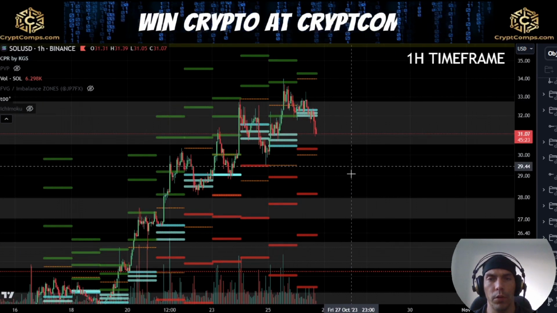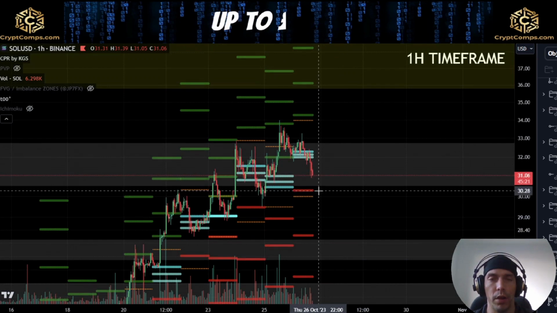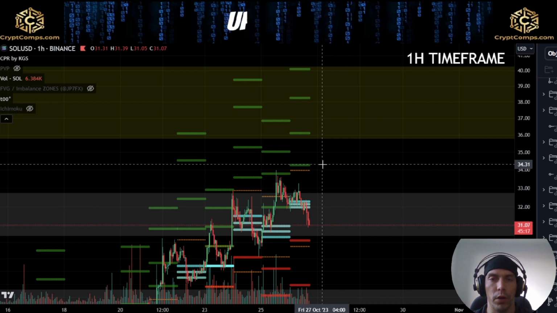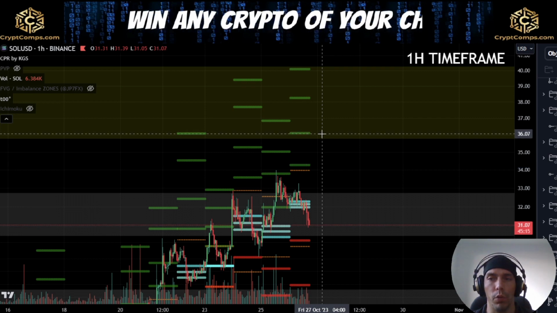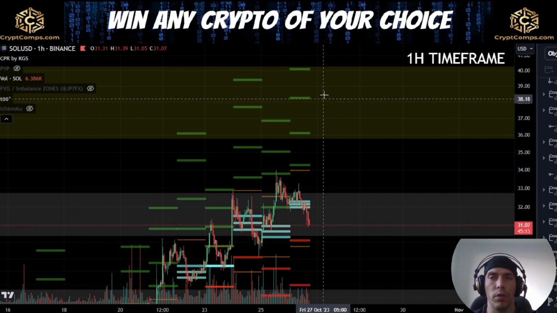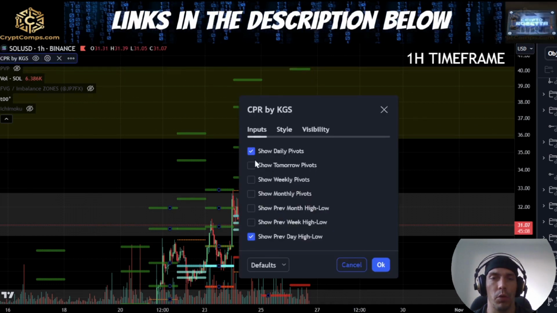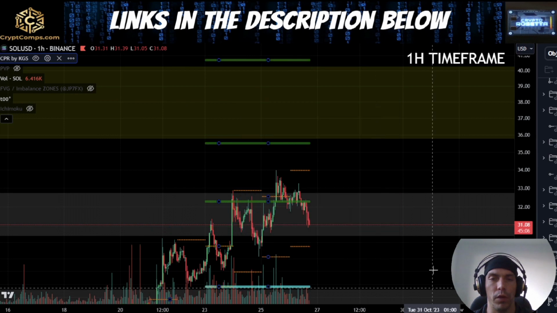Now, if we do look to find support here at our S1 line and we move back above our central lines, this then opens up the potential for targets to the upside of 34.31, 36.07, 38.16, and 40.14 for today. So we're going to be watching those levels if we do reclaim those central lines.